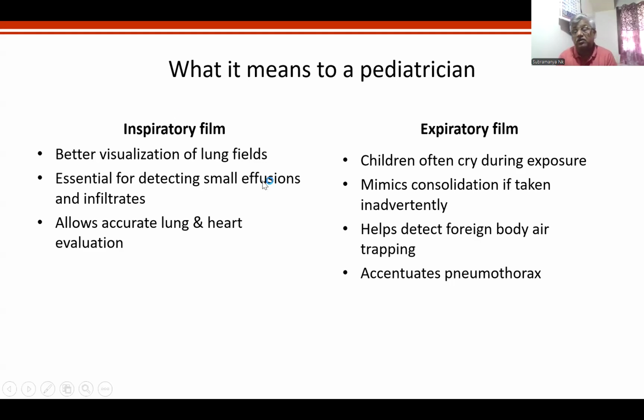The problem is not pneumothorax and foreign body alone for us. That's okay if the child cries for me. But here the biggest problem for me is consolidation. Overdiagnosis of consolidation or pneumonia happens in an expiratory film. Be very, very careful.